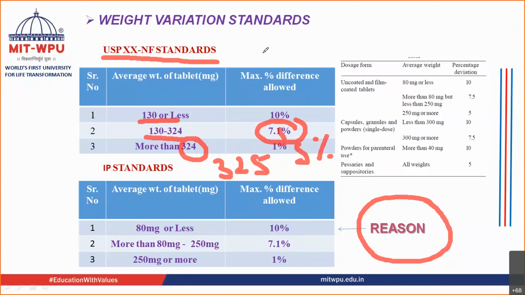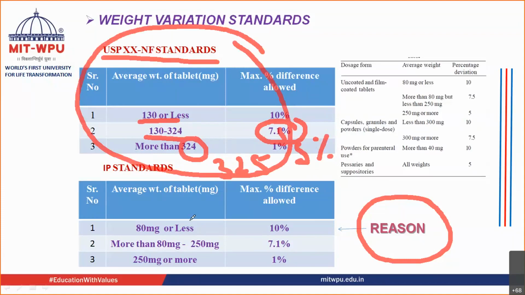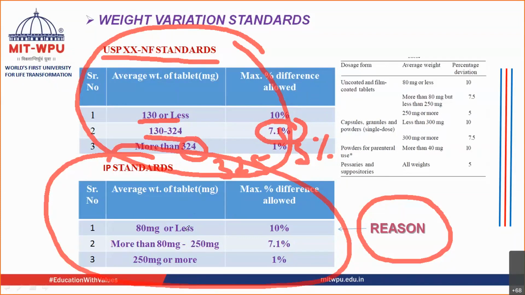If you are reading Lachman, then these are the standards that are given. But as per your syllabus, you have to remember the IP standards, which are 80 milligram or less, 81 to 250 milligram, and 250 milligram and above. This is 10%, this is 7.5% and this is 5%. This is in case of tablets.